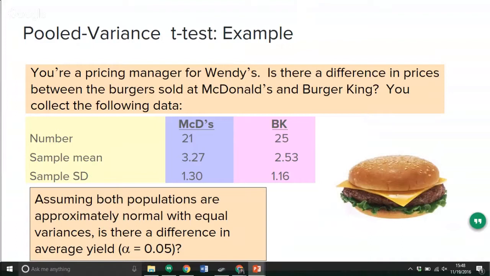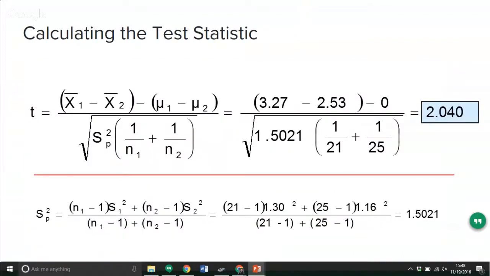And Wendy's wants to know if there's a difference in prices, because if there's no difference, maybe Wendy's can figure out how to price itself differently, right? So it can use McDonald's and Burger King, whether or not they're significantly different, to come up with its own pricing strategy. So you had this statistic, a whole bunch of calculations.